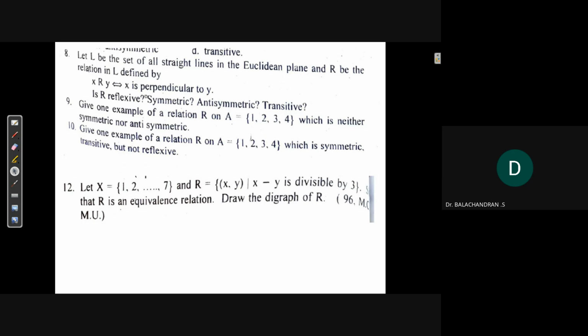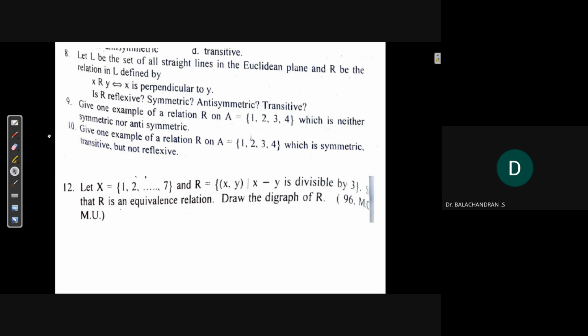It is not reflexive, because x is not perpendicular to x. It is symmetric. Why is it symmetric? If x is perpendicular to y, then y is also perpendicular to x. Next, transitive. It is not transitive, because x perpendicular to y and y perpendicular to z need not imply x is perpendicular to z. Is it antisymmetric? It is not antisymmetric.